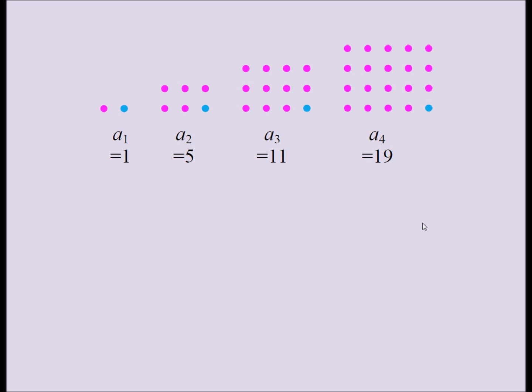So what I see here is the first term is 1 row of 2 dots. The second term is 2 rows of 3 dots. The third term is 3 rows of 4 dots. The fourth term is 4 rows of 5 dots. So the 100th term should be 100 rows of 101 dots. But I have to take care of one thing. I have to subtract 1 because I shouldn't be counting the blue dots. So that's really what we are trying to do here.